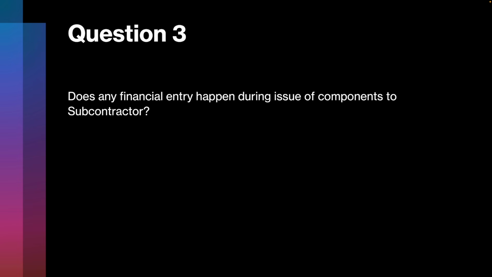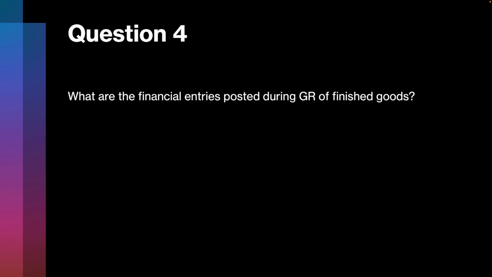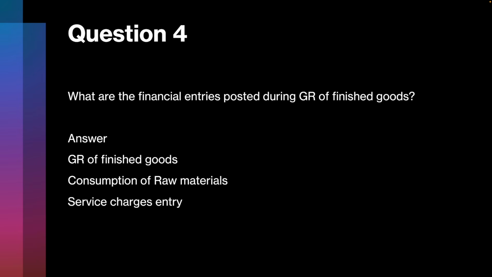Then the third question is, does any financial entry happen during issue of components to the subcontractor? The answer is no. No financial entries happen during issue of components. The financial entry will only happen when you post the GR of the finished goods against the subcontracting PO. Then the fourth question is, what are the financial entries posted during GR of finished goods? And the answer is that there are three pairs of financial entries that will happen. One is the GR of the finished goods, then the consumption of the raw materials, and the service charges entry.